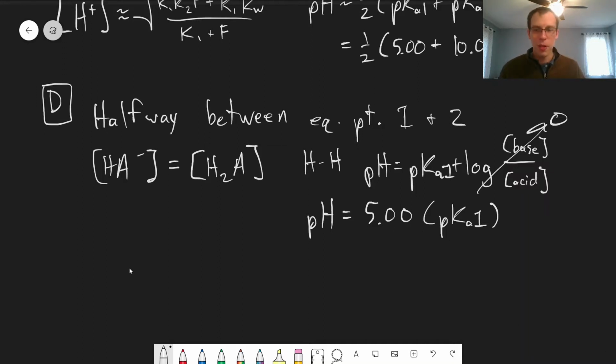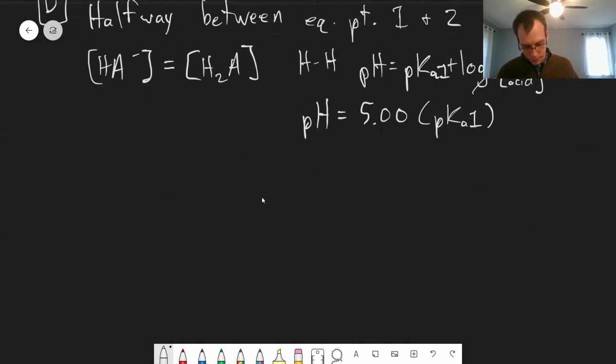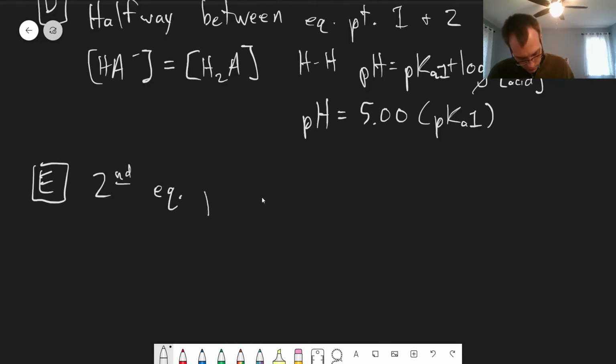So the final point that we're going to consider, we won't worry about the excess part. We've done that twice already. We won't do it again. Is the second equivalence point. So at the second equivalence point, what started as our weak base, everything is now H2A. And so we have a weak acid solution.